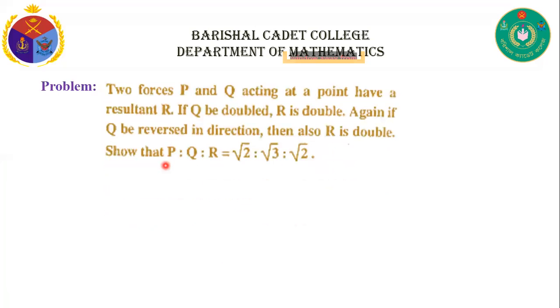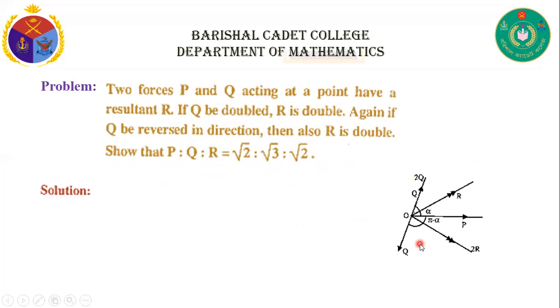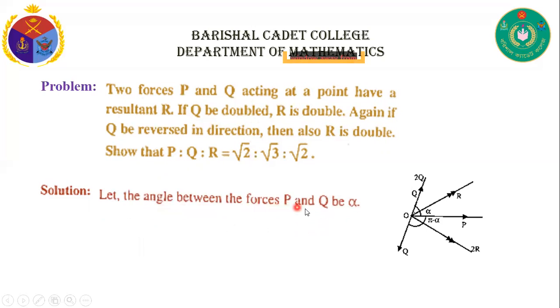Now the next problem: two forces P and Q acting at a point have a resultant R. If Q is doubled, R is doubled, and if Q is reversed in direction, then R is again doubled. Show that P is to Q is to R equals root 2 is to root 3 is to root 2. So here is the picture, and now let the angle between the forces P and Q equal alpha, in the first case.